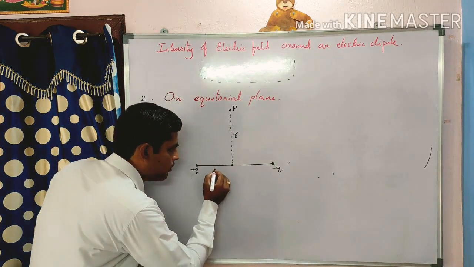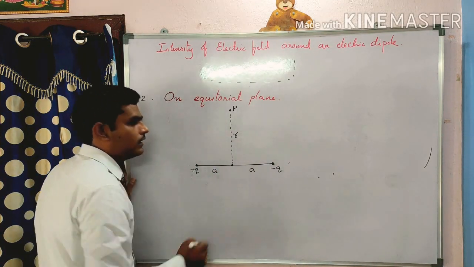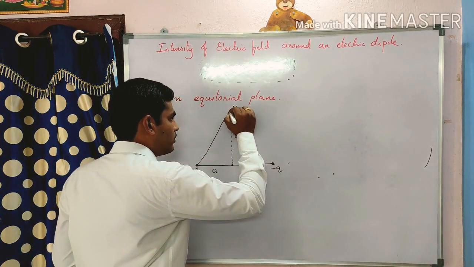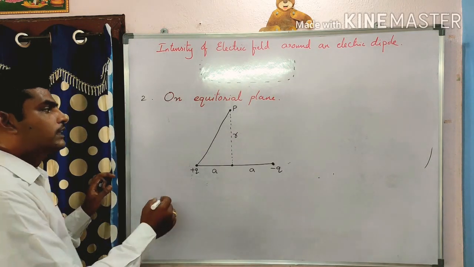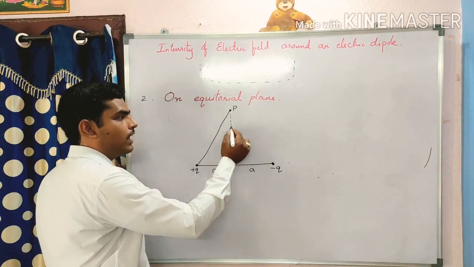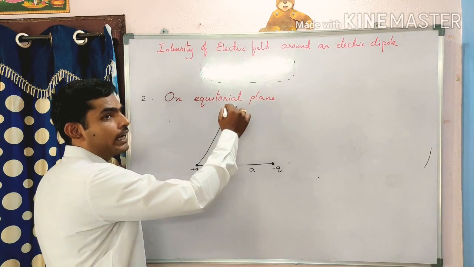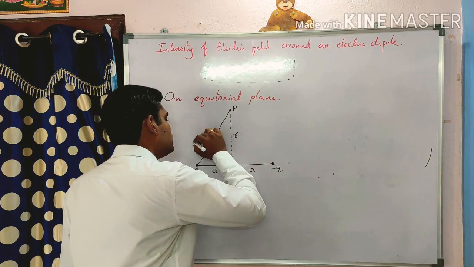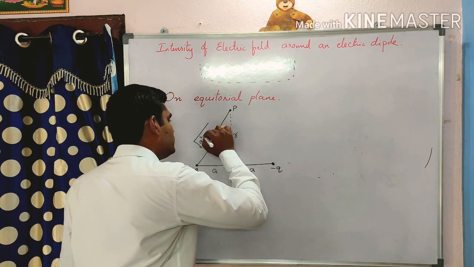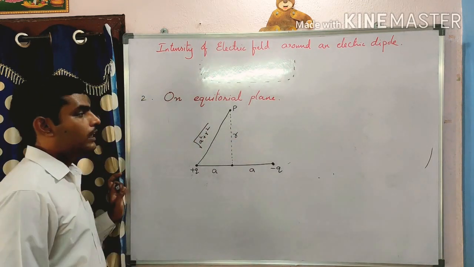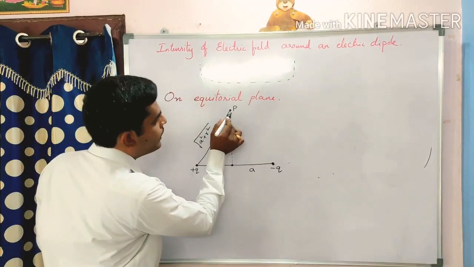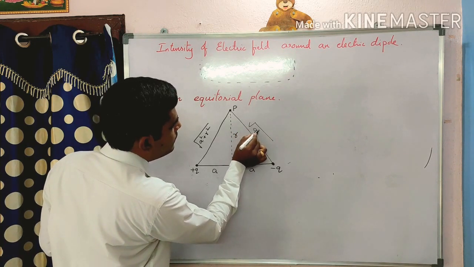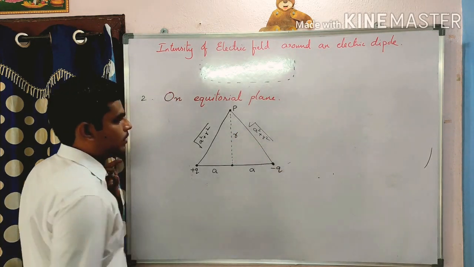Now, as we already saw in our previous talk, this distance is a and this distance is a. Now, this distance we have to find. This is a and this is r. It appears like a right angle triangle. So this is under the root a square plus r square. Similarly, this distance is also the same, under the root a square plus r square.